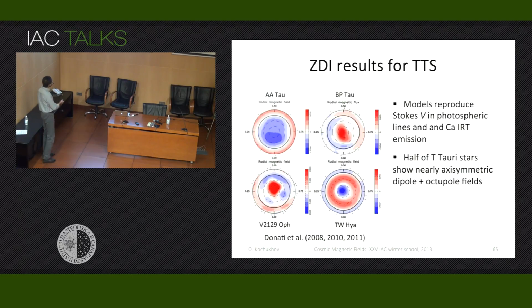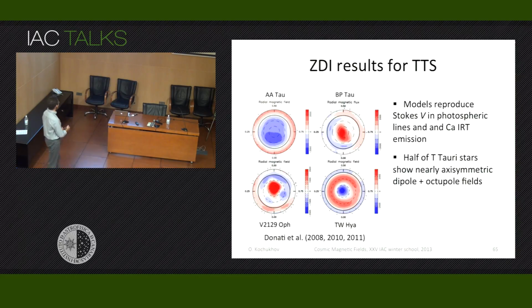Basically, there is an ongoing project, a large program devoted to mapping magnetic fields in T Tauri stars, led by Jean-François Donati. He's using the ESPaDOnS spectropolarimeter and systematically observing T Tauri stars with different masses.